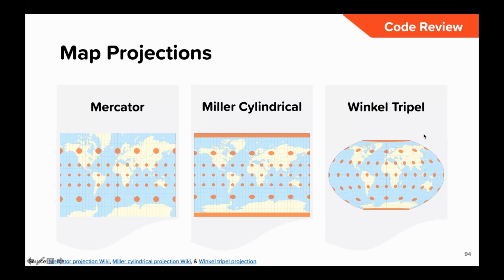Let me be a little bit more specific. The Miller is better at object areas, but not at directions. Since we're comparing country areas, this is the most relevant. And then the Winkel Tripel minimizes distortions in area and direction and distance. It's like a compromise projection.